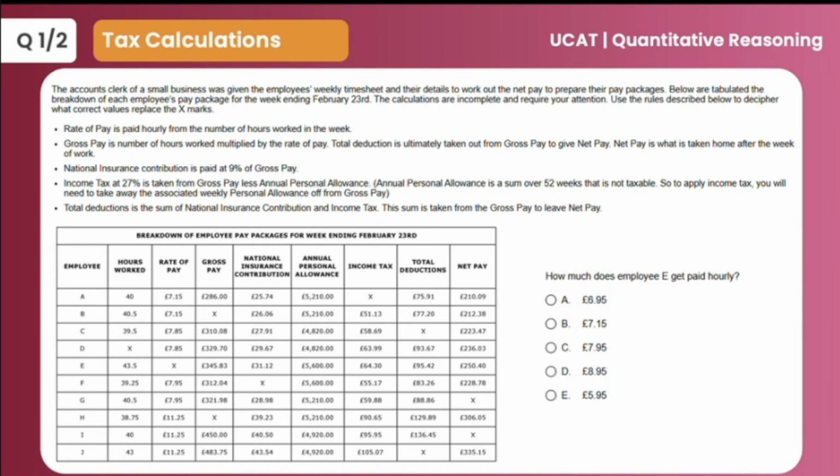So this is our first question. The accounts clerk of a small business was given the employees' weekly timesheet details to work out the net pay to prepare their pay packages. So you've got the breakdown of each employee's pay, and the calculations are incomplete where you've got the X's here. And then you've got a set of rules to work out what the X's are. I'll leave you guys for a couple of minutes to have a go at this one.